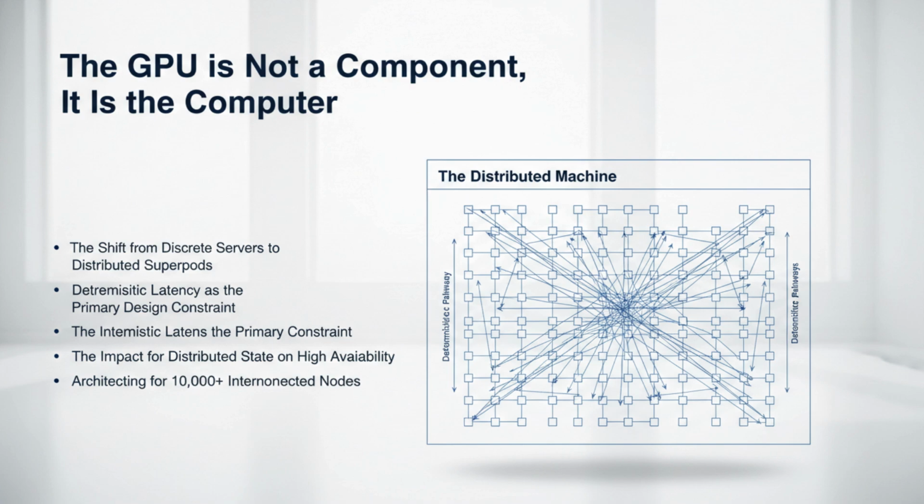Welcome, architects. When we discuss AI scaling, we often focus on parameters and token counts, but the real bottleneck isn't the code, it's the physical orchestration of electrons across silicon. We are moving away from the era of discrete servers and into the era of the superpod. Think of a single H100 cluster not as a collection of nodes, but as a singular distributed machine.